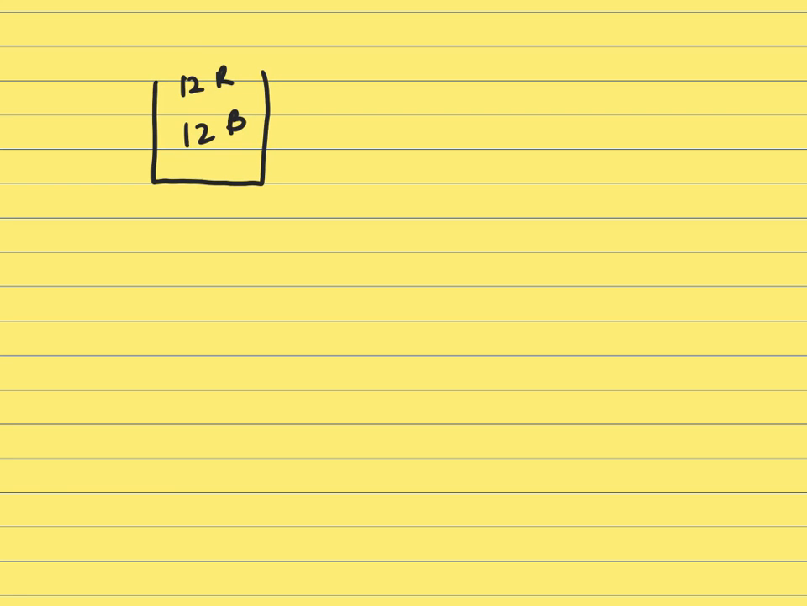We have a box that has 12 red balls and 12 blue balls. If two balls are to be picked from this box at random without replacement, what is the probability that both will be red? So we're trying to find, it's in the language, is this an and problem or an or?